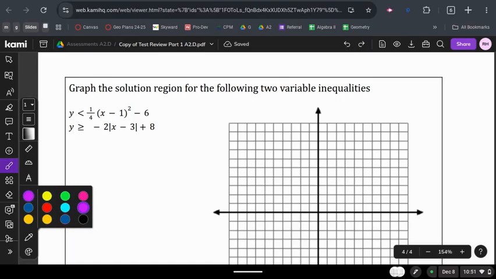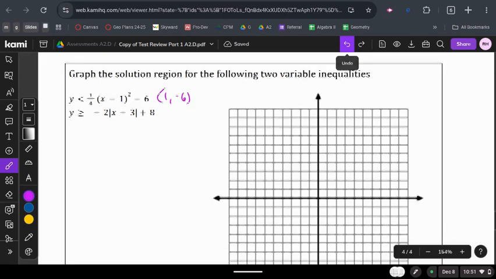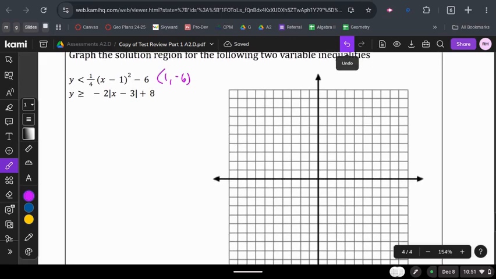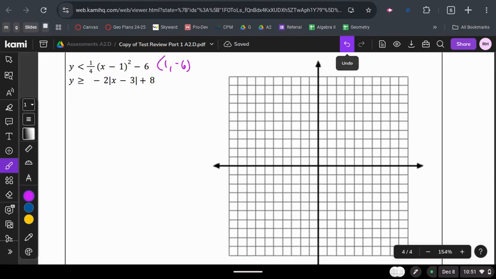Looking at this first one, when I graph this, I still start at the vertex, which you should know how to do at this point: 1, -6, because we change the sign and keep the sign. The part that's new is that A value of 1/4. So we're going to go down to -6. Well, actually, it's not new. We did see an example of it, but more challenging. So instead of doing the 1, 3, 5, 7, 9 method, we are actually multiplying that by the 1/4.